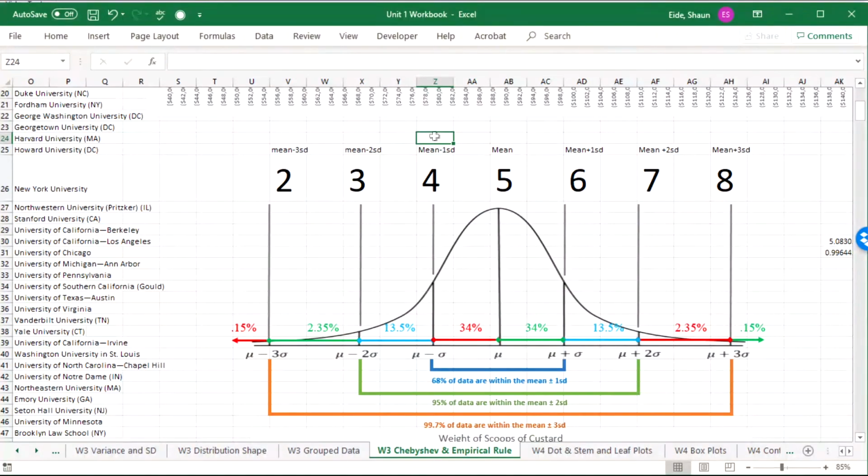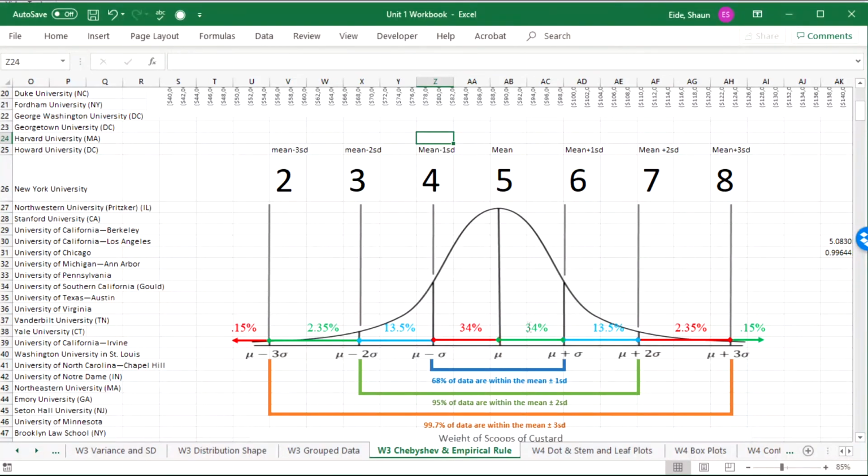So what we know is that when data is perfectly normally distributed, 68% of the data falls within 1 standard deviation of the mean. 68% of the data falls within this area right here. That's what the empirical rule says. If the data is normally distributed, 68% falls within 1 standard deviation of the mean. And then 95% falls within 2 standard deviations plus or minus of the mean.